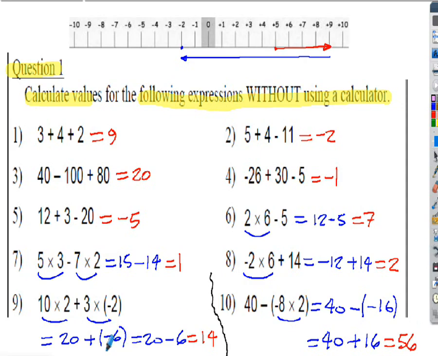So we just need to be careful of our signs. A positive multiplied by negative is a negative, and a negative multiplied by negative is a positive.